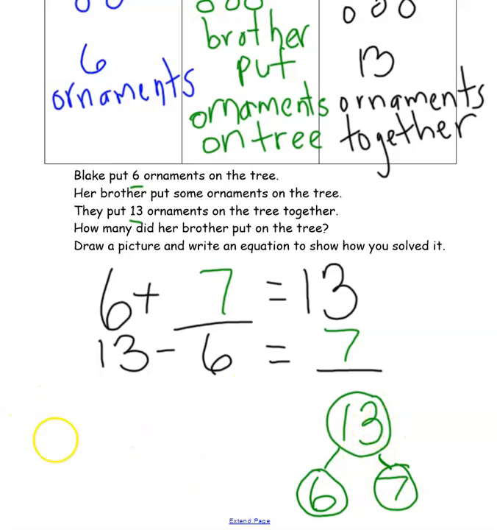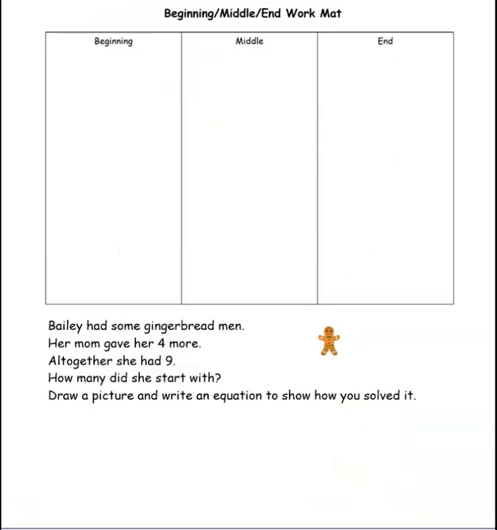Great job. Let's do another one together. So let's continue with another problem. Bailey has some gingerbread men. Her mom gave her some more. Altogether she had blank. How many did she start with? Draw a picture and write an equation to show how you solved it.